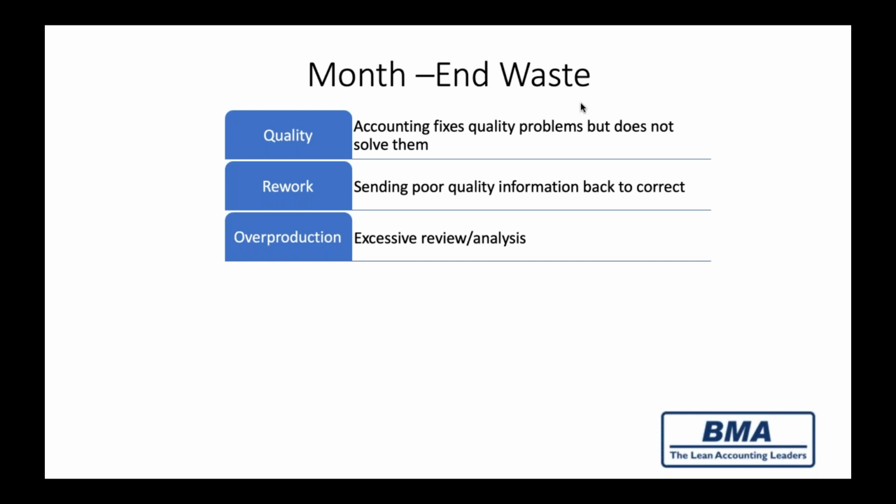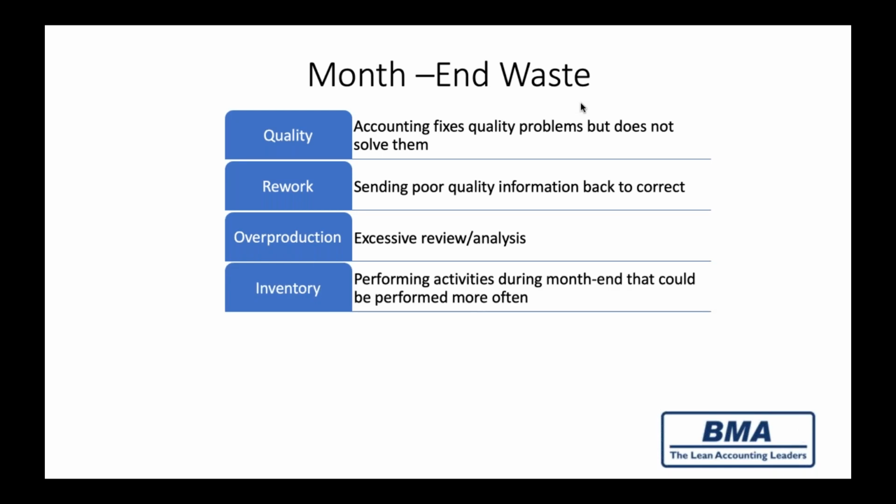Overproduction, excessive review and analysis. Another way I like to state this is that the month-end process is like performing a mini audit every month end. It's that tedious in terms of making sure every number is correct and meets some level of an audit standard. Now, I'm not saying it shouldn't comply with GAAP, but I think there's a difference between compliance with GAAP and an audit standard. Inventory is batch processing, and it's performing activities during month end that could be performed more often.